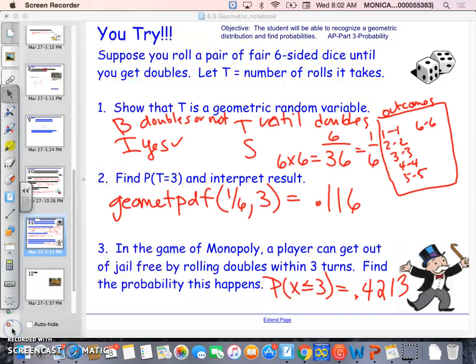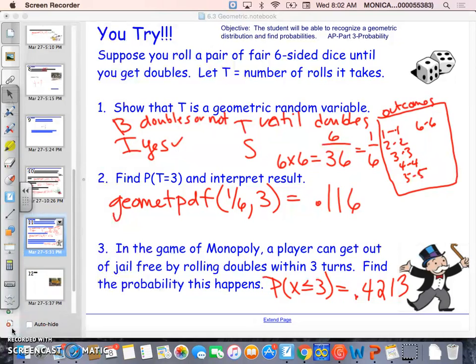Come on back. So if we're looking at dice, you ought to know that there are 36 total outcomes when you roll a pair of dice. And the probability of getting doubles, well, that can occur 6 out of the 36 times, and I have them listed here. So the probability of getting doubles is 1 out of 6 if you simplify this fraction. So then we want the probability of getting doubles in exactly 3 rolls. So we just type that in our calculator using PDF because it's exact. And you came up with about 11.6% of a chance.